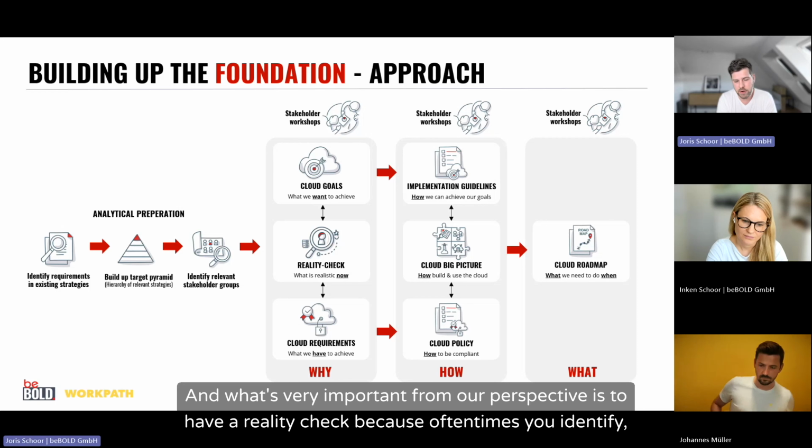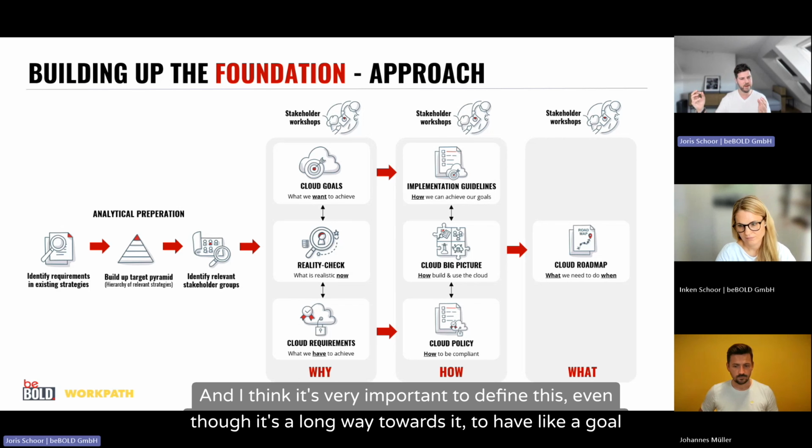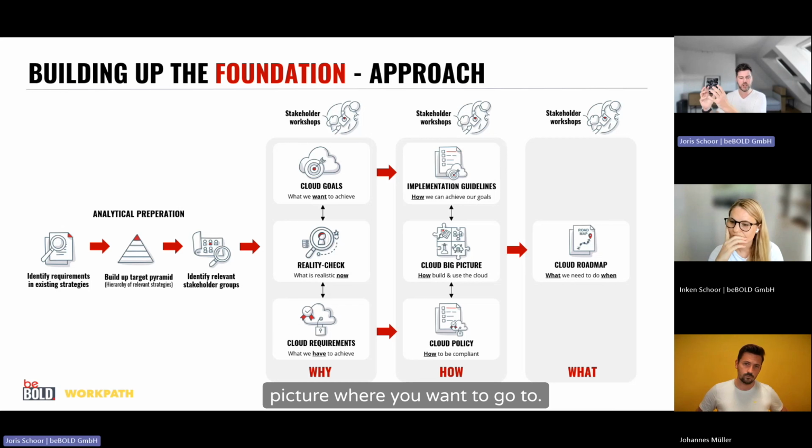And what's very important from our perspective is to have a reality check, because oftentimes you identify goals that are only reachable far in the future. And I think it's very important to define this, even though it's a long way towards it, to have a clear goal picture of where you want to go. But maybe you need to define interim steps. What's your roadmap towards this end goal? So this is the why part.